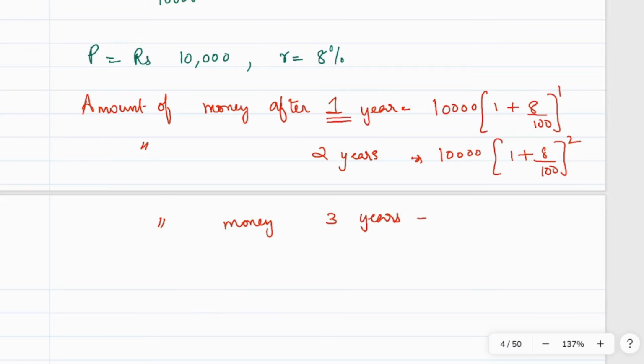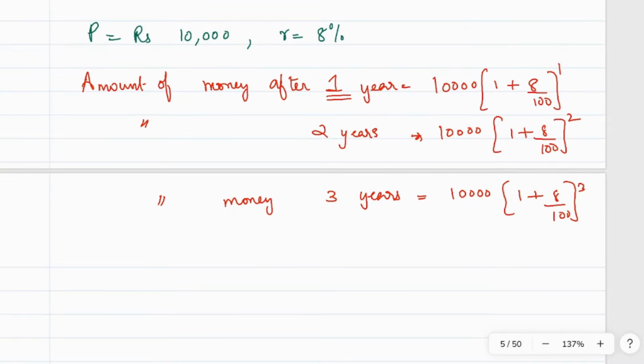Okay, for 3 years how much return will we get? That is equal to 10,000 into (1 plus 8 by 100), the whole raised to 3. Clear? Now, in order to find whether this follows an AP or not, let this value be A1, this value A2, and this value A3.